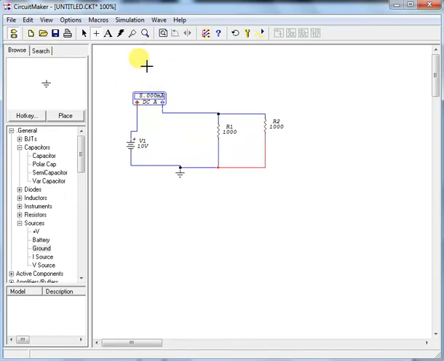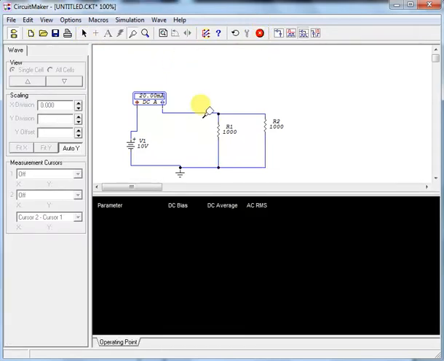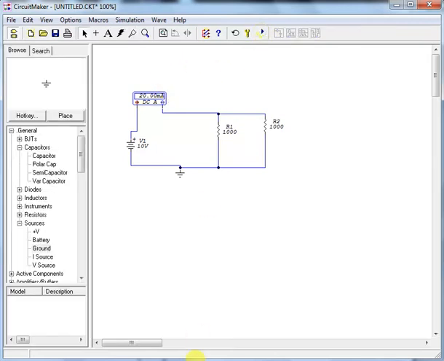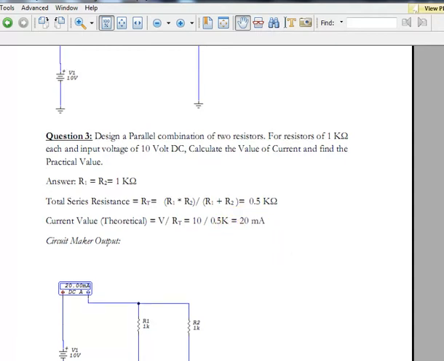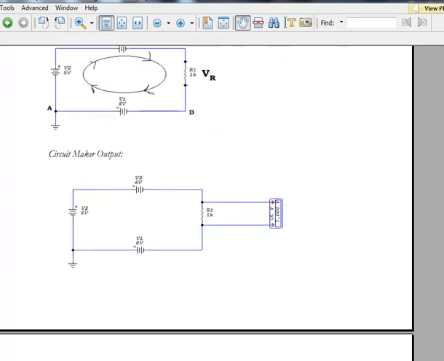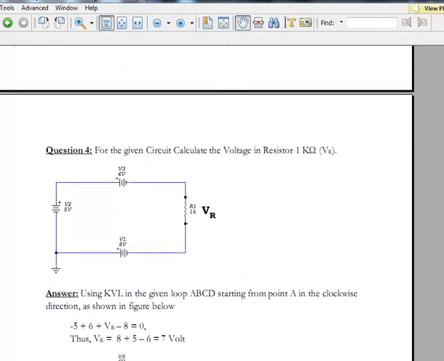You see its value is 5 milliampere and it must change. Let us see, I am running and see the value, it is 20 milliampere. So again go back and see your values. It was 20 milliampere. It means we have got the answer we are looking for. So this is question number 3. Now go to the next question.